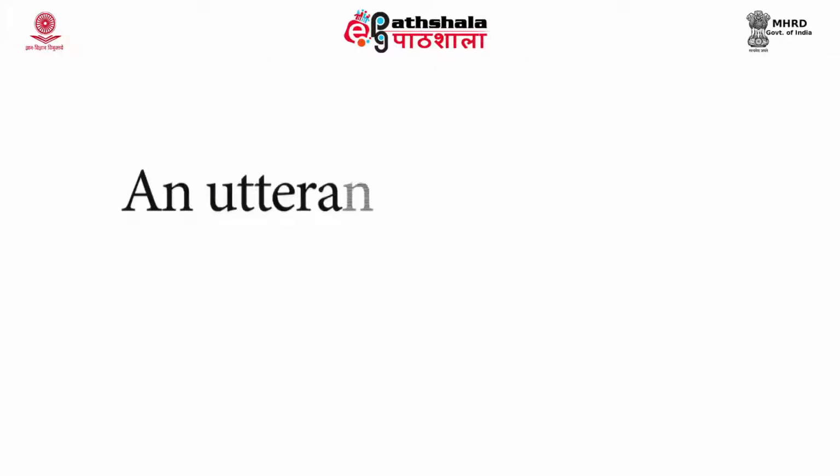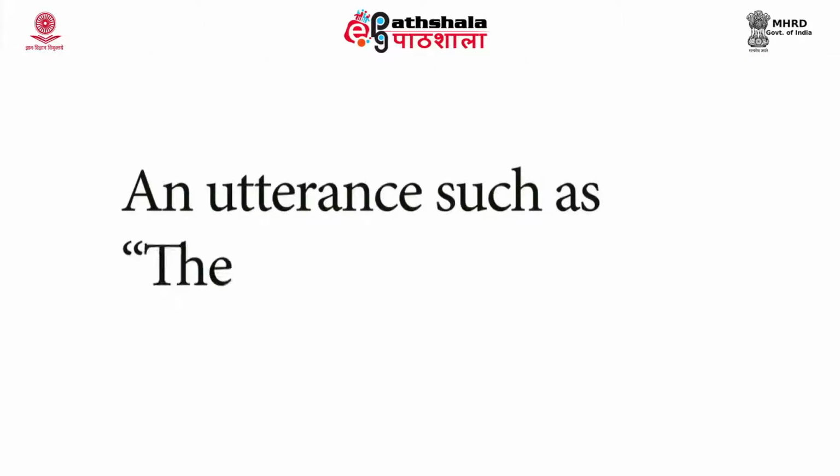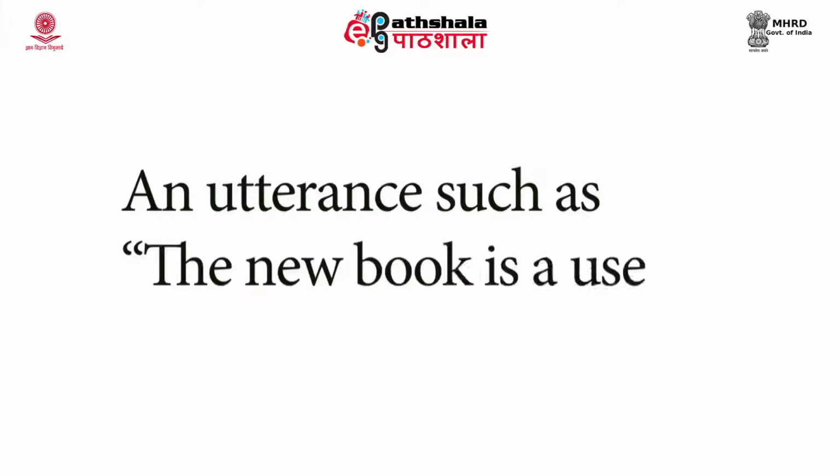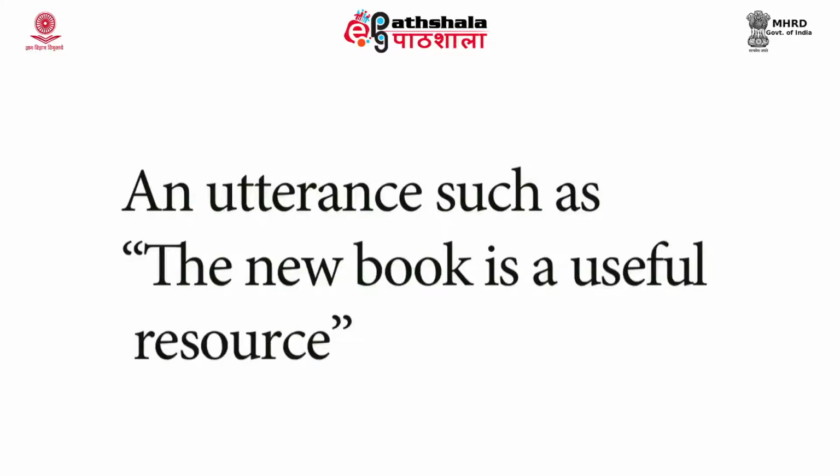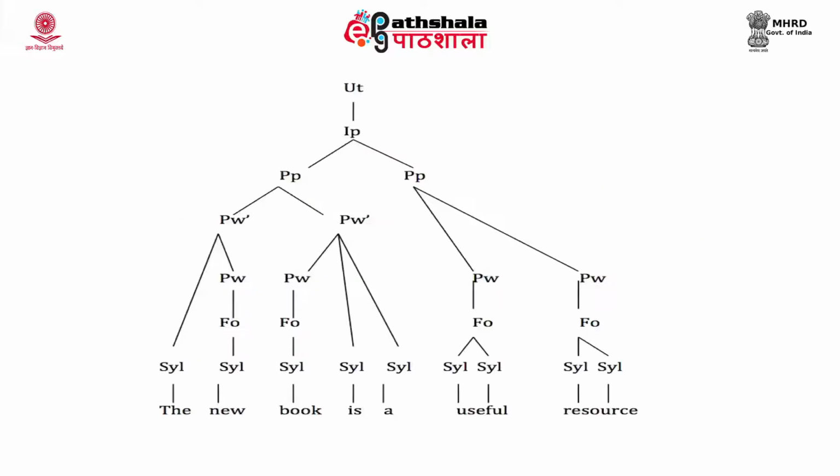We have on the screen a prosodic phonological representation of a sentence. The new book is a useful resource. Take a look at it. What you see here is at the bottom, you have the syllables. How many? 1, 2, 3, 4, 5, 6, 7, 8, 9 syllables. And then above them we have 4 feet, and then we have prosodic words, and then a slightly higher category.